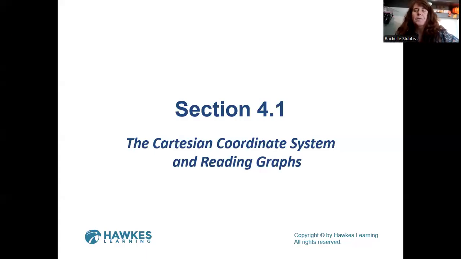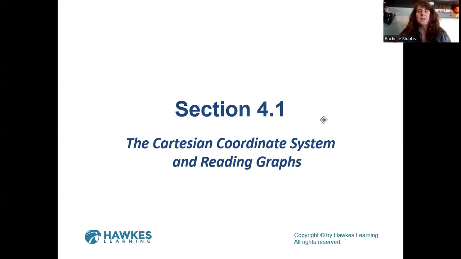Hello students, we're going to be working on section 4.1. This is the Cartesian coordinate system and reading graphs. So we're going to do a lot of graphing in this chapter, and so good notes are really necessary for this particular chapter, and maybe some student lab time and talking to Mrs. Stubbs personally. We can do some Zoom meetings. So here we go. First section's pretty easy.